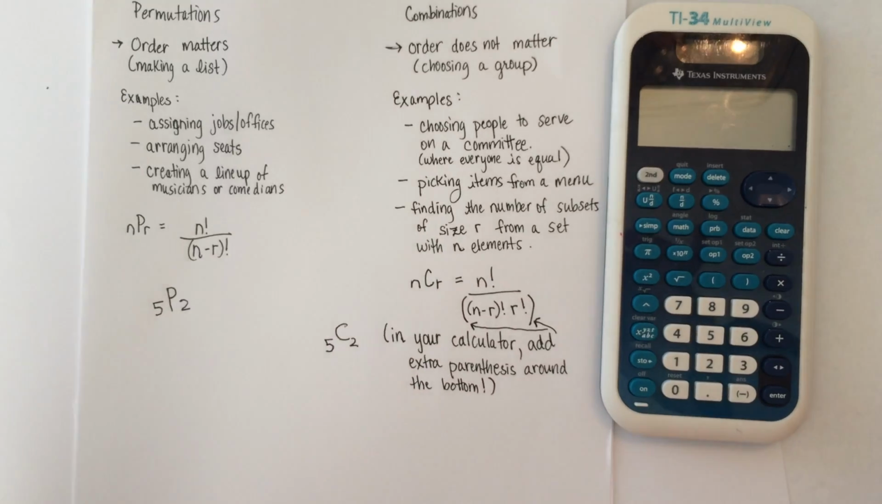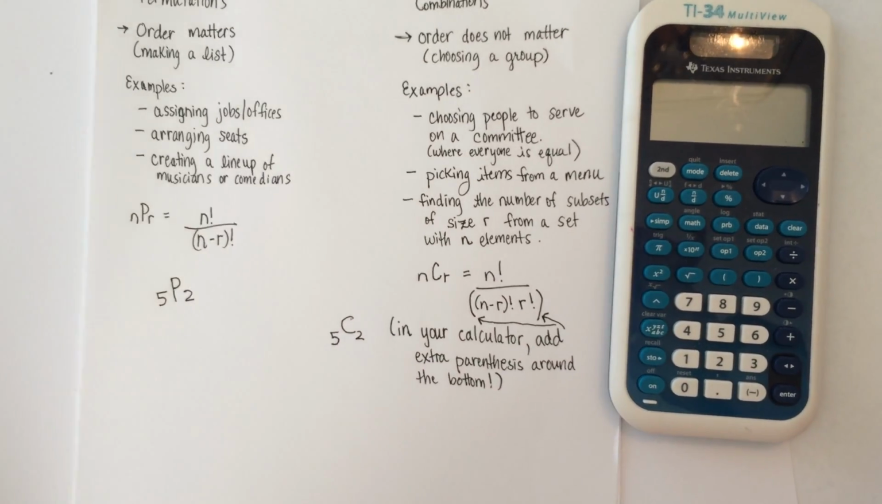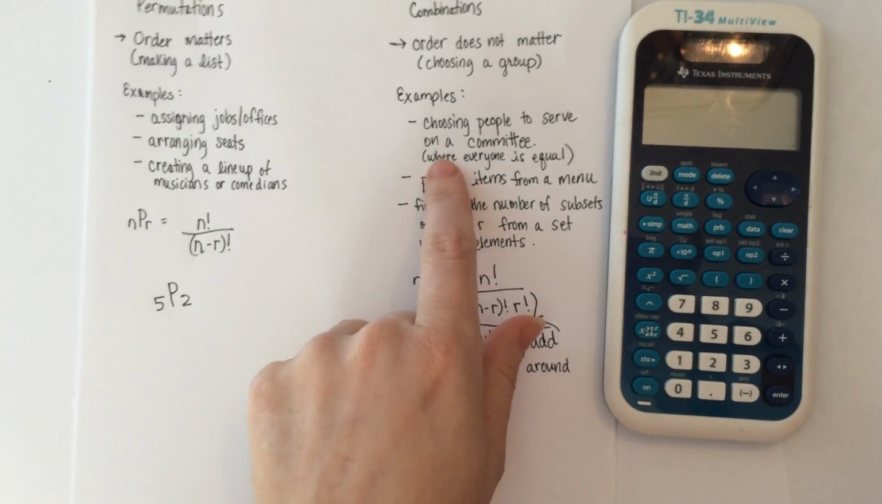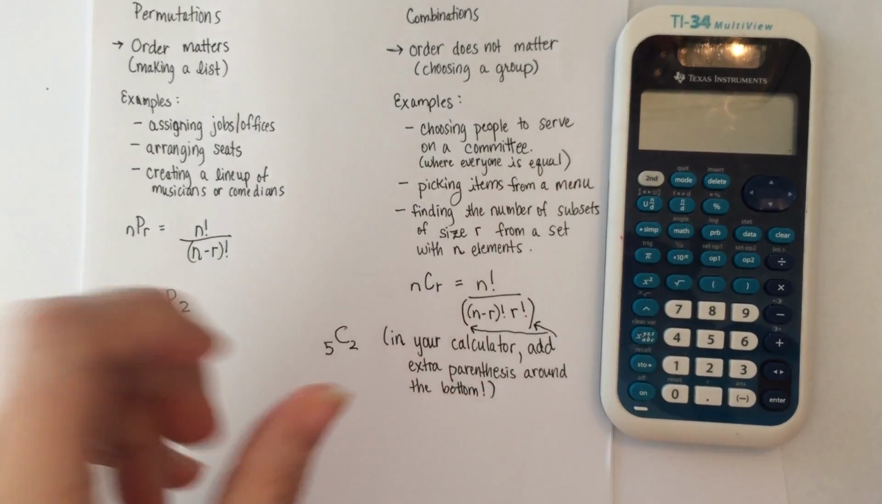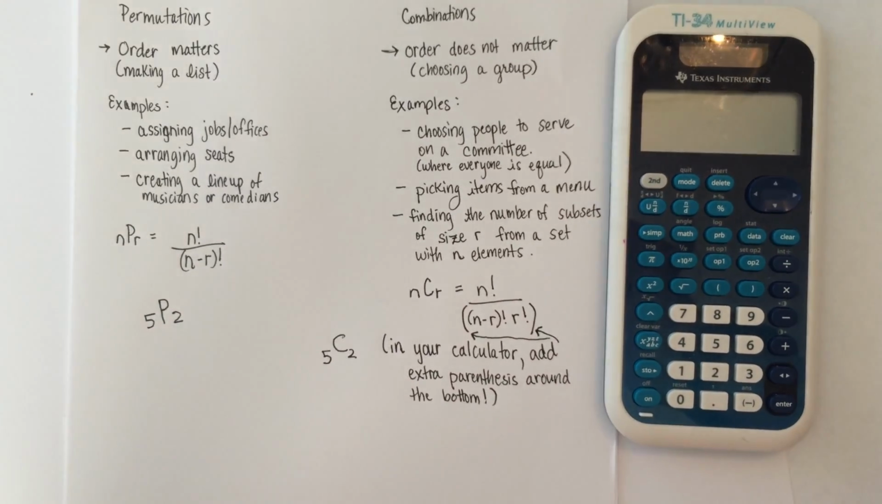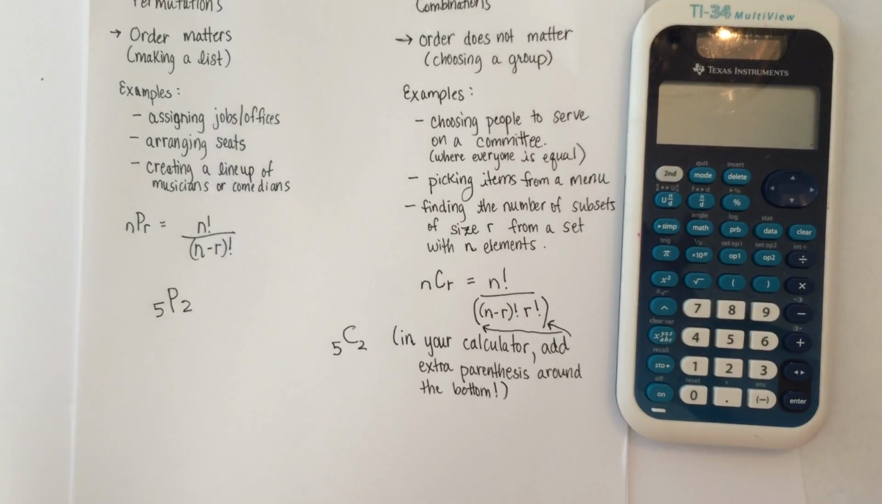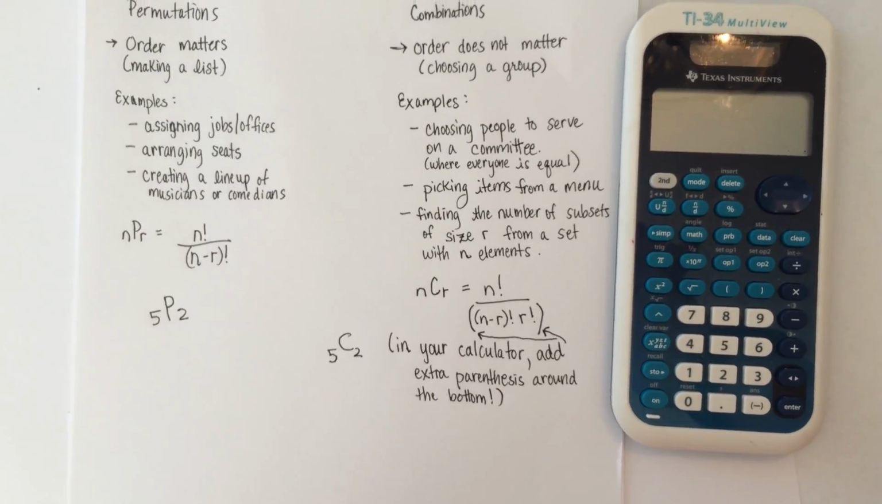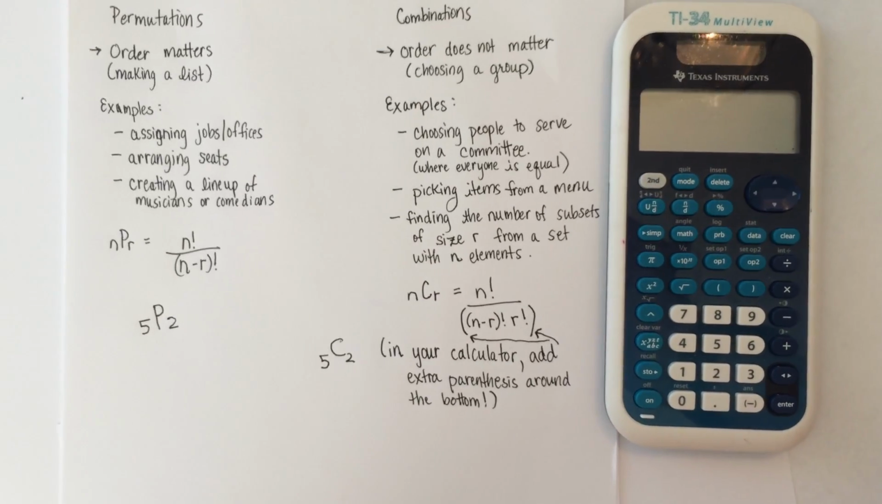Other examples are if you're choosing a committee where everybody on the committee has the same position, so I say everyone is equal. Or if you're picking items off of a menu. So if there are 7 entrees and you're choosing 3 of the 7 entrees, that is an example of when you would use a combination.